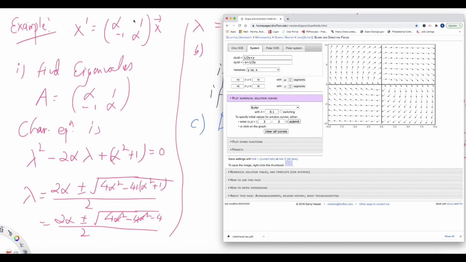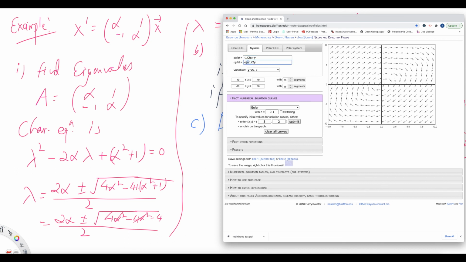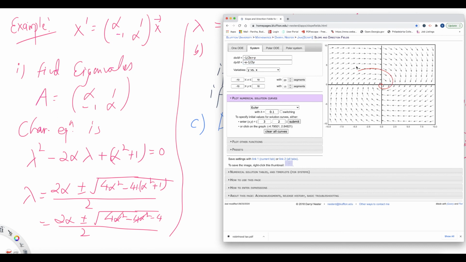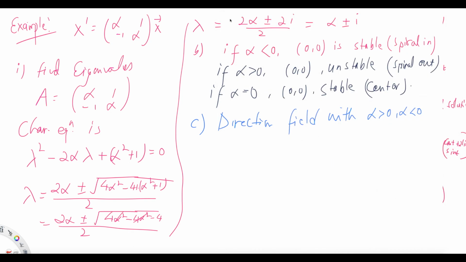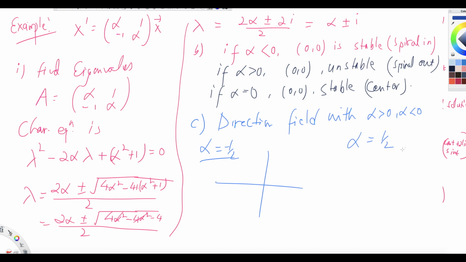And when alpha is negative, let's take alpha equals negative 1/2. So that will make this negative 1/2 and this one is also negative 1/2. Look at this. What do you get? You get that it is spiral in. Look at this. It is going to the origin, right? It is spiraling in basically. All right. So in that case, it is spiral in. So what I want to do here is, for alpha equals negative 1/2, draw one thing, and for alpha equals positive 1/2, draw the other thing.